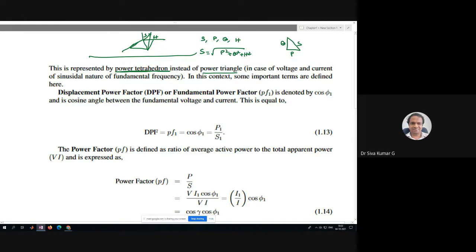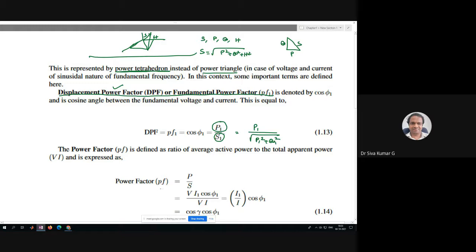Another thing we would like to know about is the displacement power factor, or the fundamental power factor. Generally, when you studied power electronics, you have seen this displacement power factor, which is P1 by S1, where S1 is equal to the square root of P1 square plus Q1 square, with respect to the above discussion.